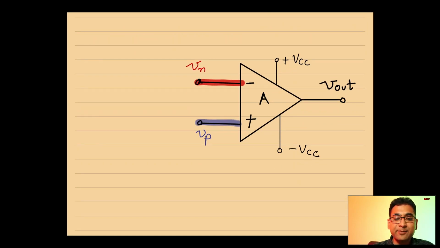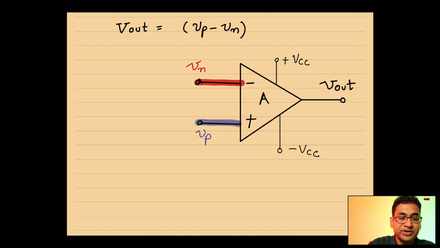So here is the same operational amplifier with its VN terminal and VP terminal. What we are going to do is to pick some numbers. Remember, V output is A times VP minus Vn, right? So let's see what happens when we plug in some numbers.